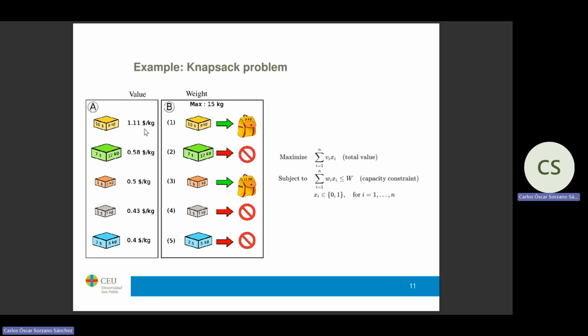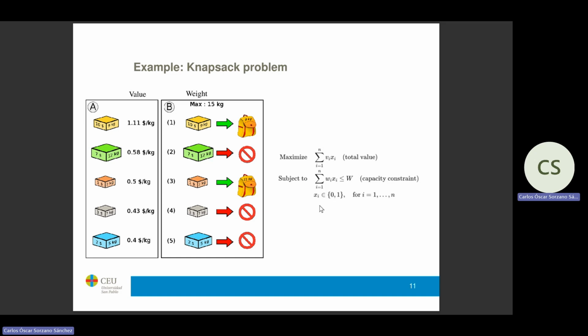So the goal is to have a limited capacity of 15 kilograms, and decide which items I should take to maximize the value of my capacity. And then probably the solution is this tool that we are showing, on how to formulate that. For each one of the items, you have a value, and this xi takes value 0 or 1, depending on whether you take it or not.